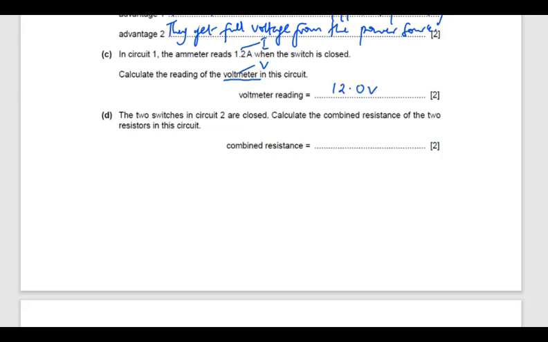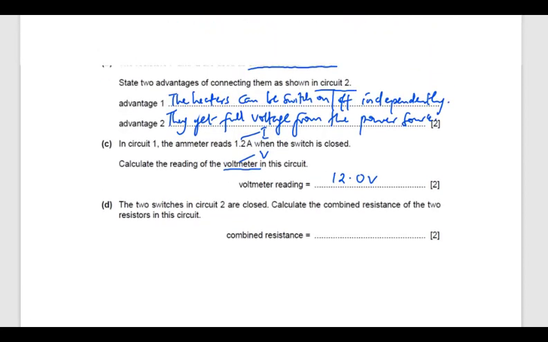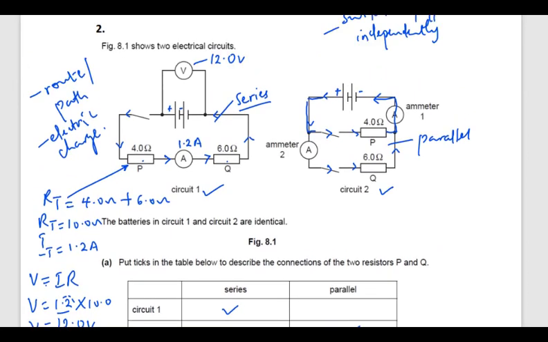Okay, the next question: the two switches in circuit 2 are closed. Calculate the combined resistance of the two resistors. Okay, we also go back to that. We're told that these two switches here are closed. I want to calculate the combined resistance of these two resistors, 4 ohms and 6 ohms.